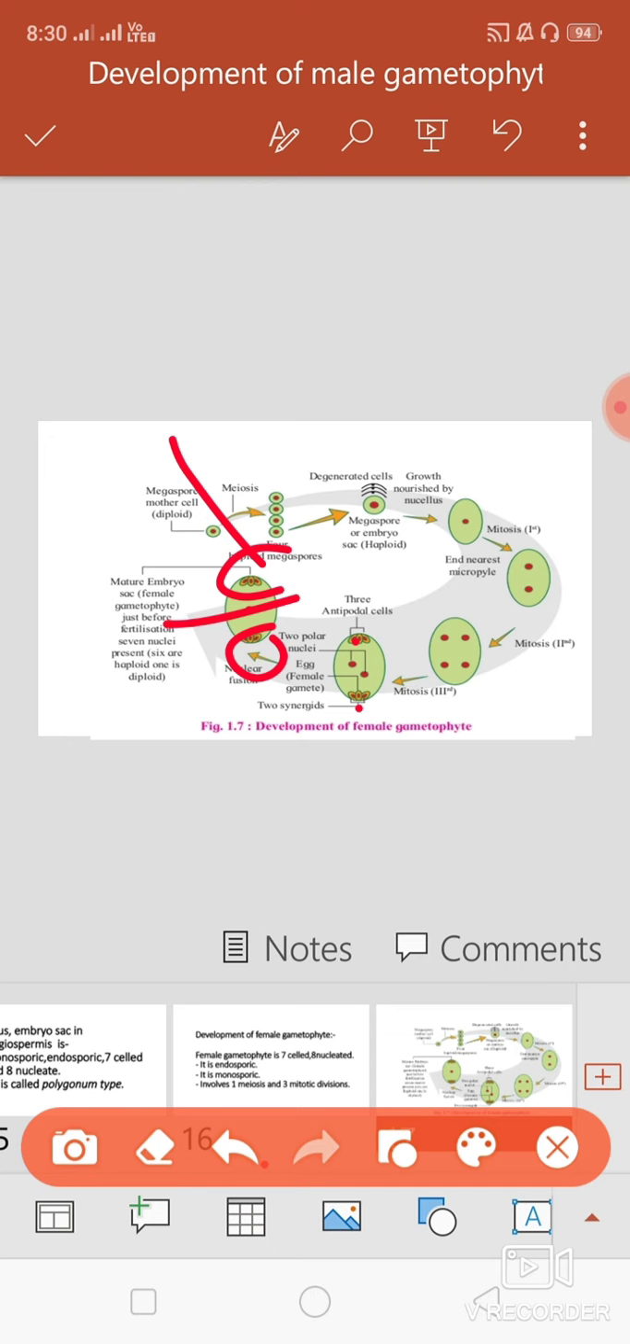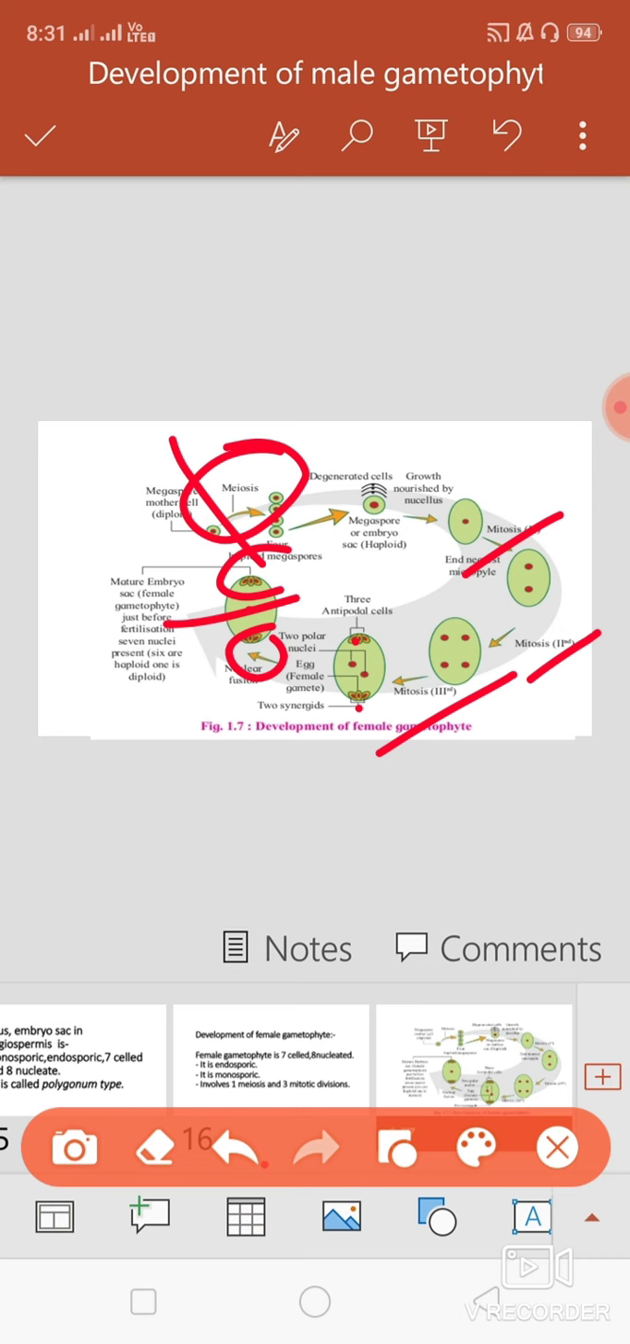Thus, the fully developed female gametophyte or embryo sac is 7-celled and 8-nucleate. So in this process, one meiosis and three mitotic divisions are present. Remember it, it is an MCQ with a one-sentence answer. In development of the female gametophyte, dash meiosis and dash mitosis divisions are present. So how many meiotic divisions are present? One meiosis. And how many mitotic divisions?